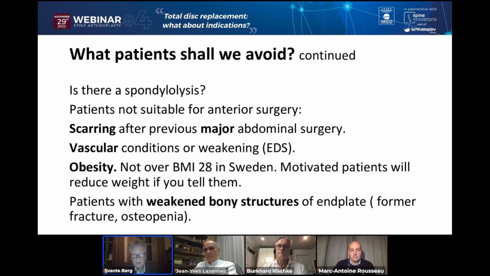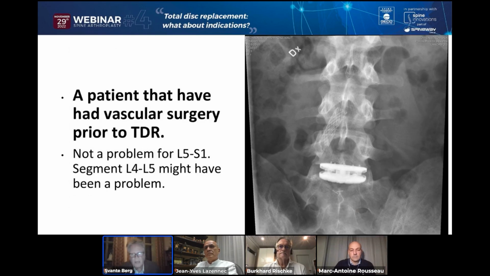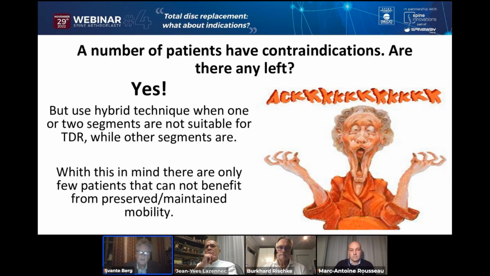Then we might have patients with weakened bony structures of the end plate, former fracture, or osteopenia. That is also a contraindication. This is a patient that had a prior vascular surgery, but as you can see, it was at the height of L4-L5, and the patient needed a disc in L5-S1, so there was not a contraindication. But if the disc problem had been one segment higher, it might be really hard to get there. So a number of patients have contraindications. Are there any left? Yes, a lot of patients are left.